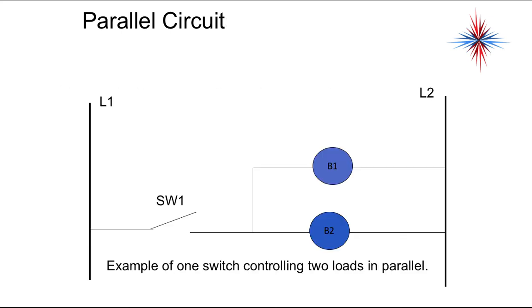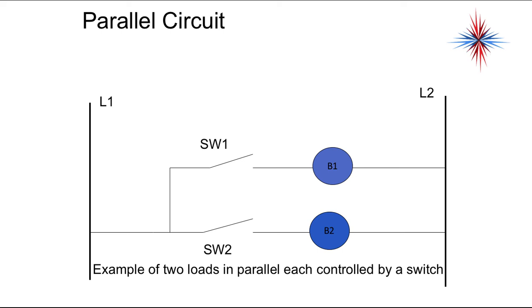This is a parallel circuit with two loads and one switch. When that switch closes, you're going to get full source voltage to loads B1 and B2. This is an example of two loads in parallel, each one controlled by its individual switch. I can energize B2 with switch 2 without B1 being energized. Again, amperage adds. This is the most common parallel circuit in the HVAC industry.